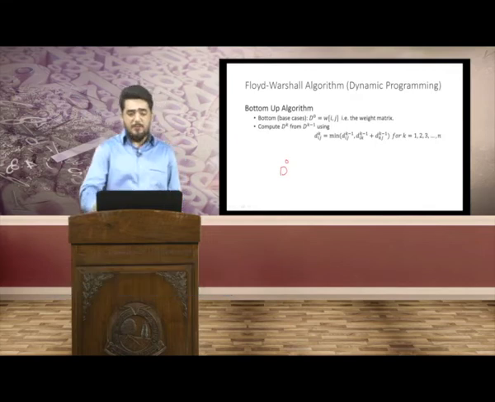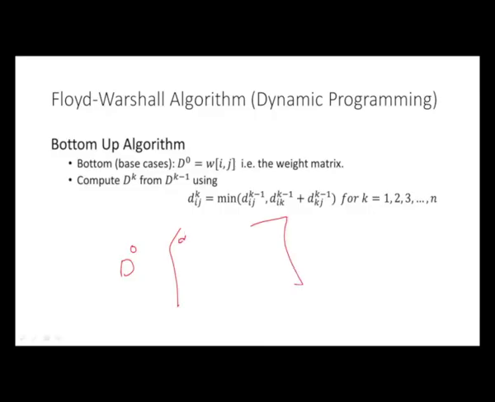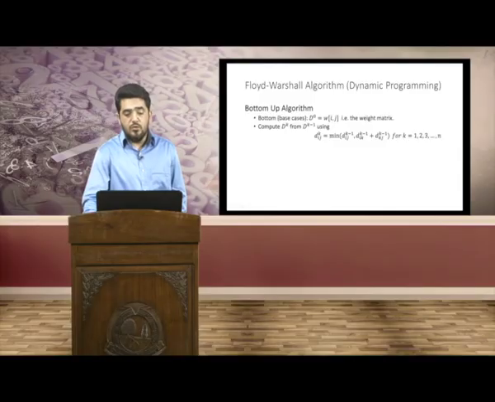So, if I consider any cell in this array, let us suppose D of 0 comma 0 superscripted by 0, it means the length of the shortest path from node 0 to node 0 with no intermediate vertex. Similarly, for example, D of 1 comma 2 superscript 0 means the length of the shortest path from 1 to 2 with no intermediate vertex.